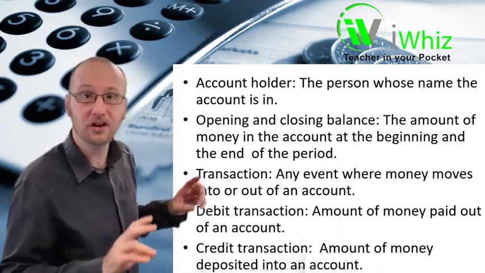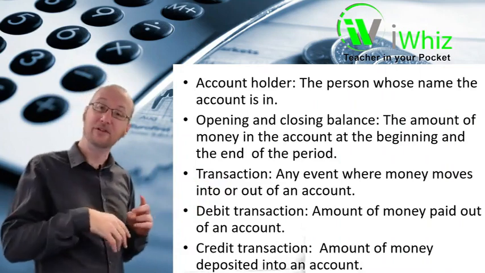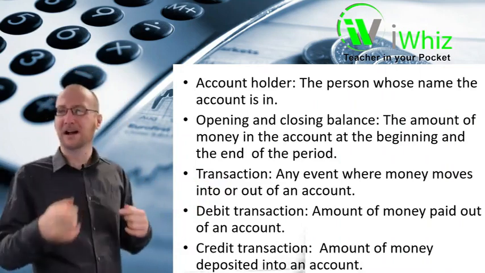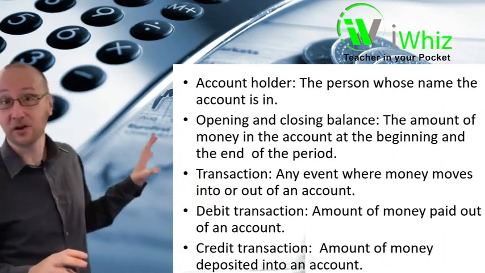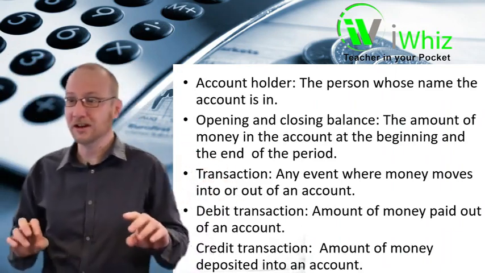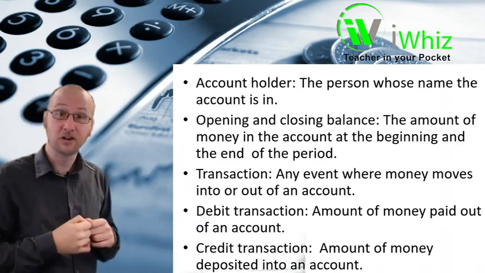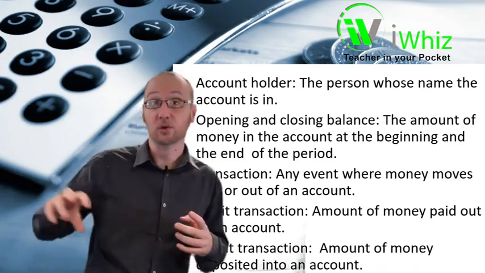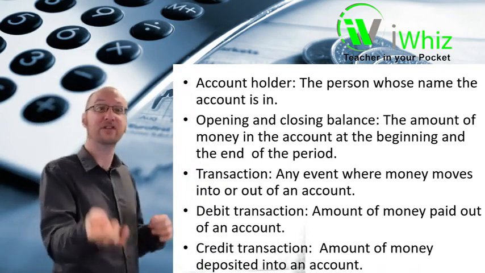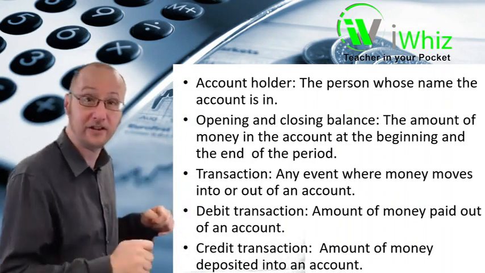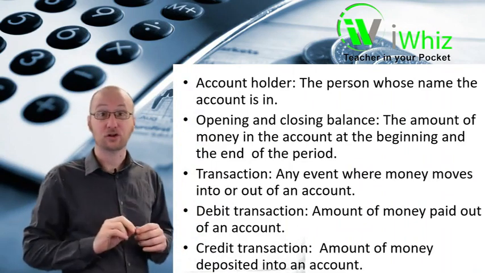Okay guys, just so you know, you've seen the word transaction, but that means anytime there is an event where money moves into or out of the account. Okay, next thing we need to know then is that a debit transaction is when money is paid out of the account. So when I go and I buy something and money moves out of the account, I've made a debit transaction. And when I receive money, so if I get paid my salary and that comes into my bank account, that is called a credit transaction.